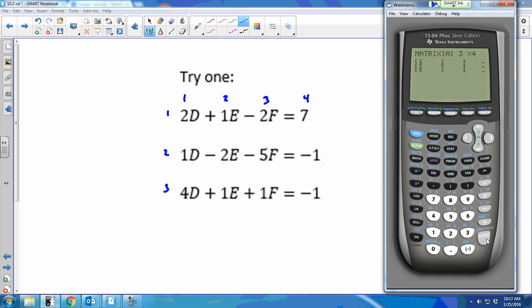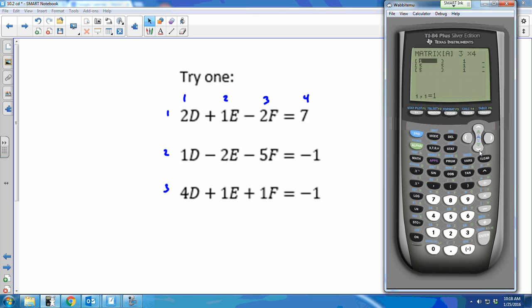Remember that matrices are labeled by rows and columns. So we have 3 rows by 4 columns. So you need to have a 3 by 4 matrix. This doesn't say 3 by 4, so you need to change it to say 3 by 4. Matrix menu, second reciprocal button, the button underneath the math button. Scroll over to edit, and then change it to say 3 by 4. Pick A or B or C or whatever. Everyone with me?